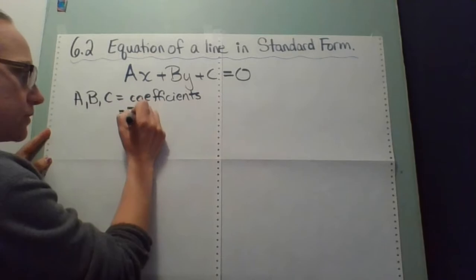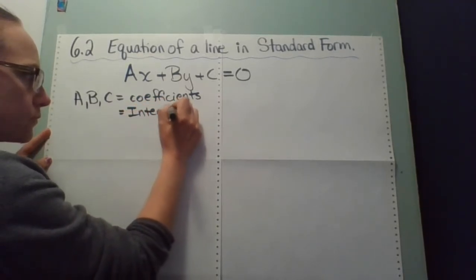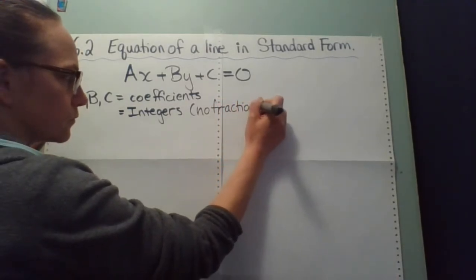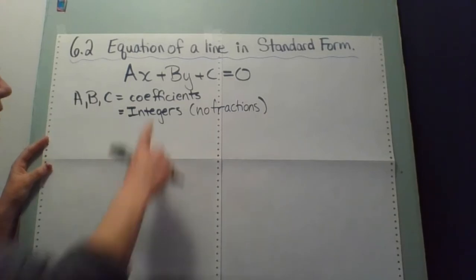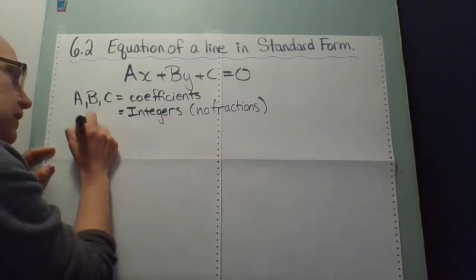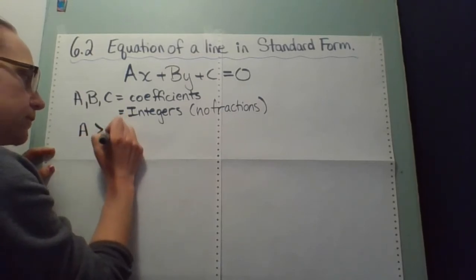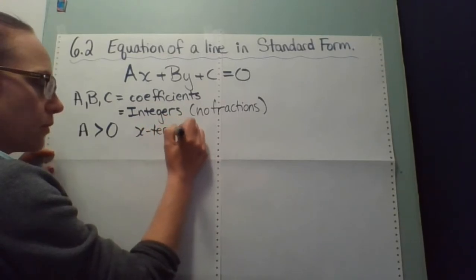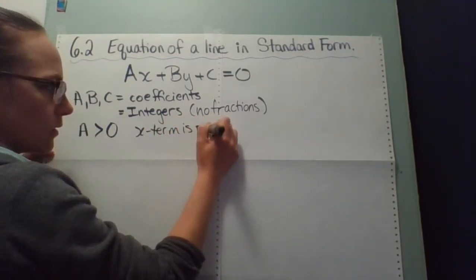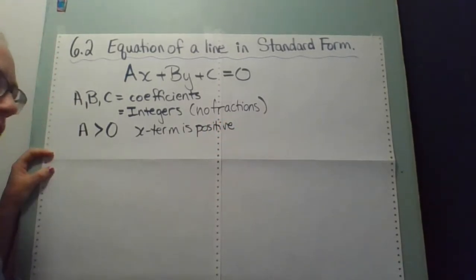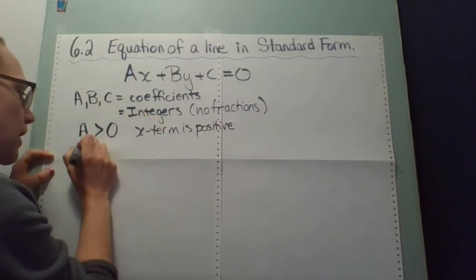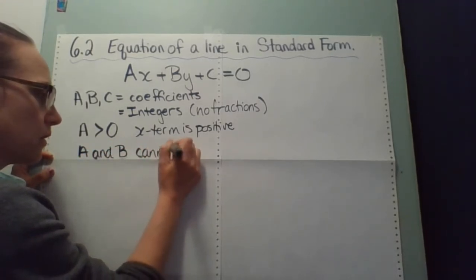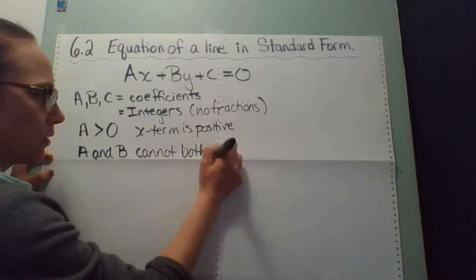They are all integers. So there are no fractions allowed. Okay. We also cannot have a negative in front of x, so that means a has to be positive. All right. My x term is positive. And not only does my x term have to be positive, but a and b cannot both be 0.